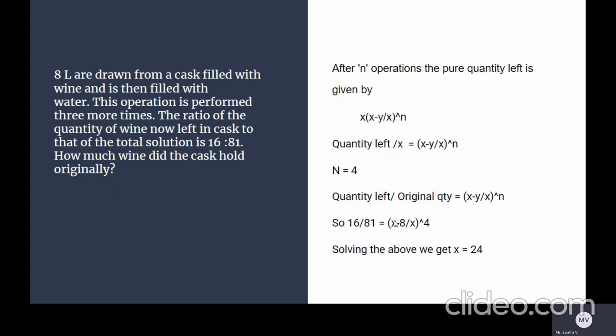You're required to find the X. How much wine did the cask hold originally? X is what we have to find out, right? So we get X is equal to 24 on solving this.